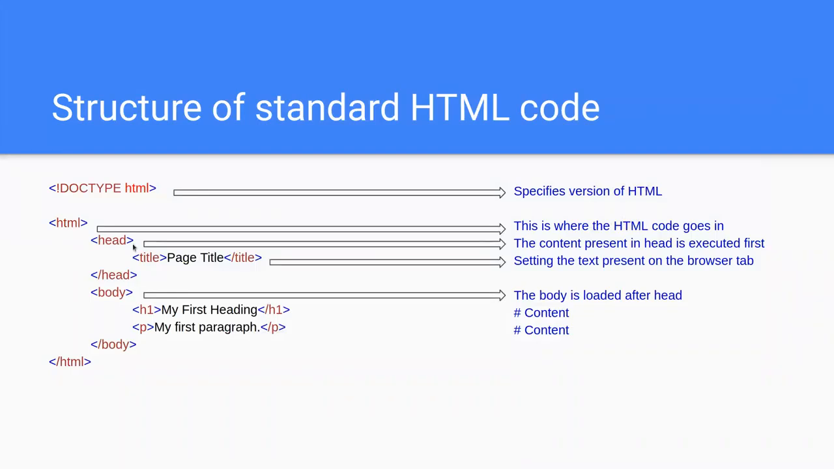To close a head tag, you just specify a slash and head, and it means that the head tag has been closed. Next, whatever you want to be shown on the website should be put in the body tag. There are some tags like h1, which is used to specify the heading, and the p tag, which is used to specify the paragraph. We will learn in depth about more tags later on.